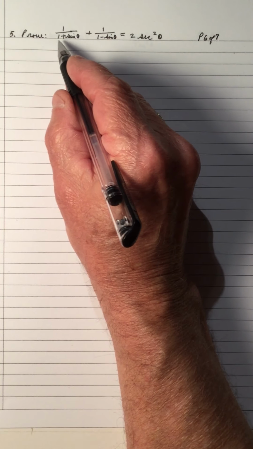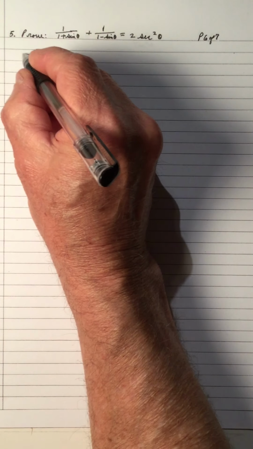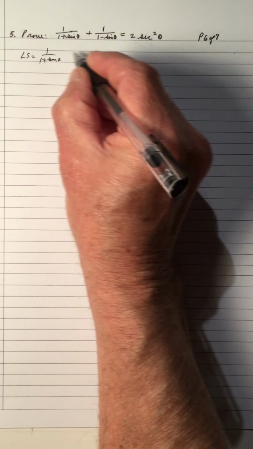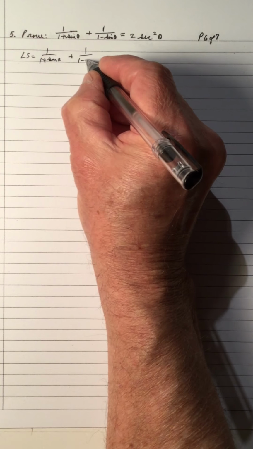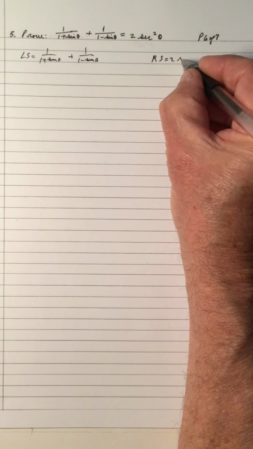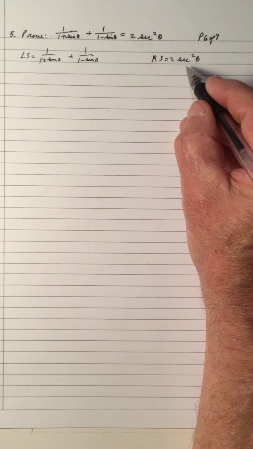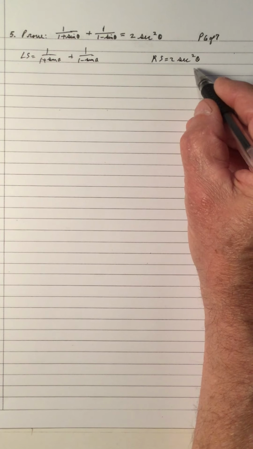And prove that 1 over 1 plus sine, excuse me, so add on 1 over 1 minus sine equals 2 secant squared. So the left side, 1 over 1 plus sine, 1 over 1 minus sine, and the right side is 2 secant squared theta. Now secant is 1 over cos, so secant squared is 1 over cos squared. So this is really 2 times 1 over cos squared.